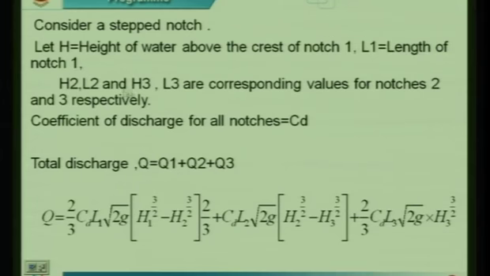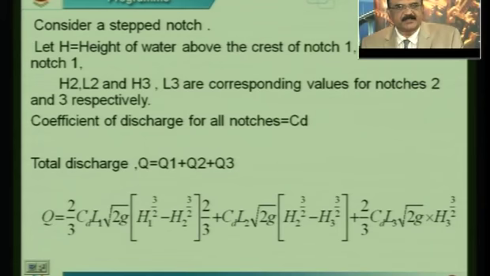Similarly, H2 L2, H3 L3 are the corresponding values for notches 1, 2 and 3 respectively. Presume that the coefficient of discharge for all the 3 notches is equal to CD. What is the total discharge?